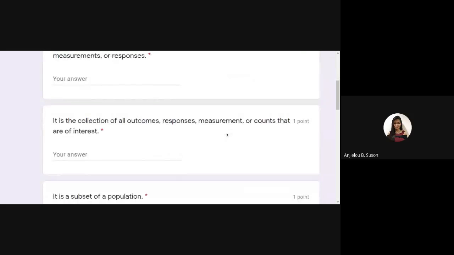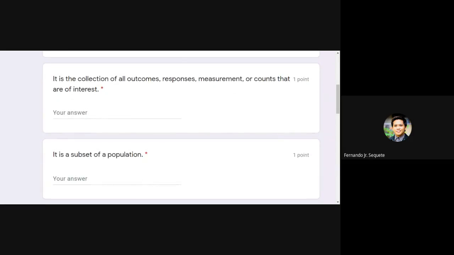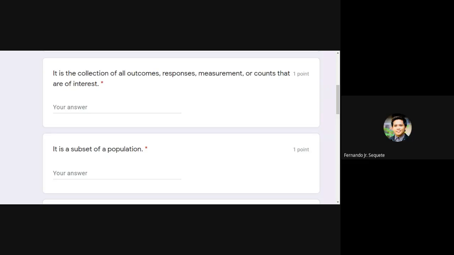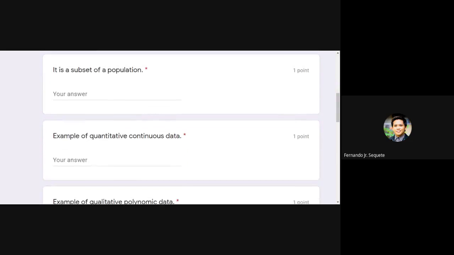Okay, let's continue. So it is the collection of all outcomes, no? Responses, measurements, or counts that are of interest. Anong sagot? Population. Very good. Okay, sige, no? And of course, the second one, it is a subset of a population. So the answer for me, that's sample. Sample. Okay.